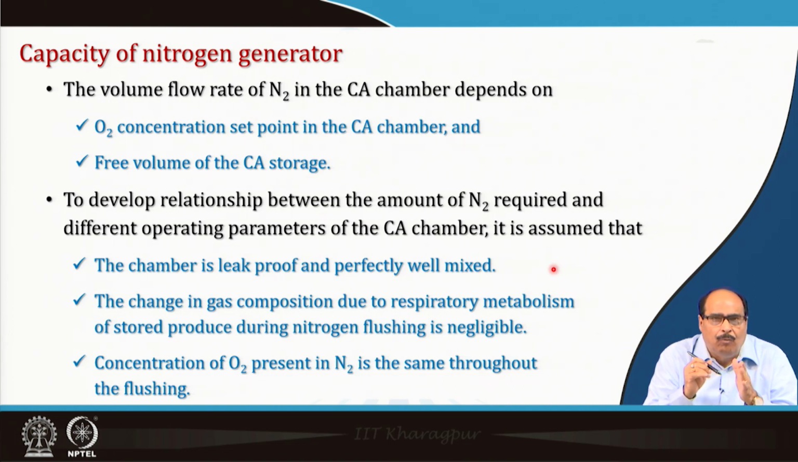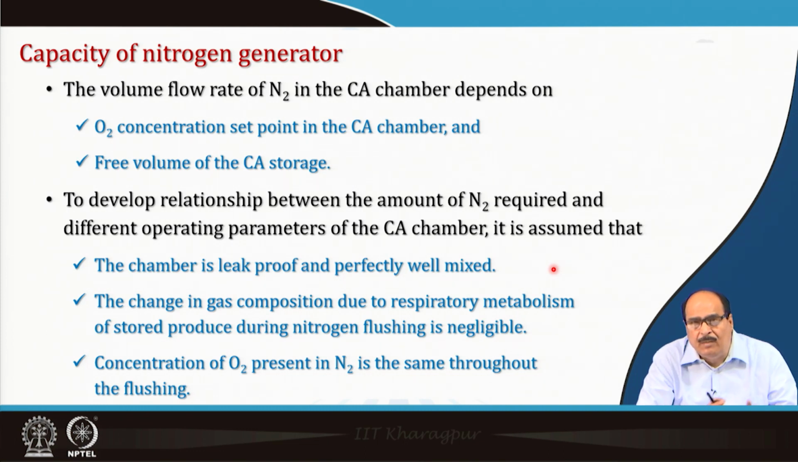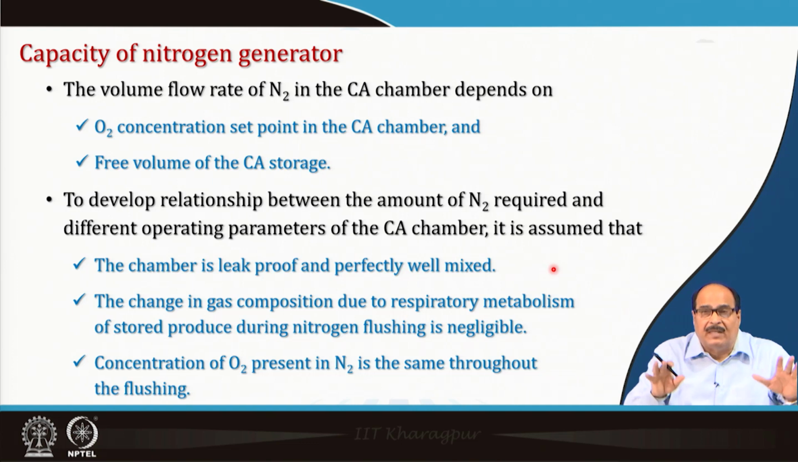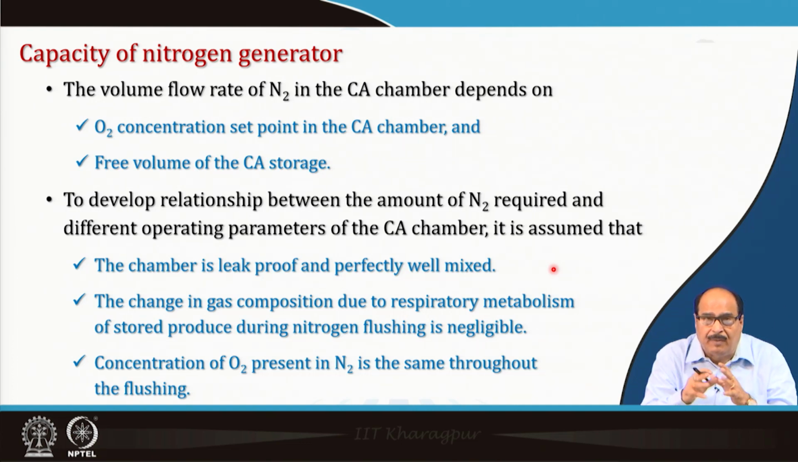The volume flow rate of nitrogen in the CA chamber depends mainly on the oxygen concentration set point in the CA chamber, that is, the level of oxygen you want to maintain, and the free volume of the CA storage. To develop a relationship between the amount of nitrogen required and the different operating parameters of the CA chamber, it is assumed that the chamber is leak proof and perfectly well mixed, that is, the insulation etc. are working properly and there is no leakage of gas.